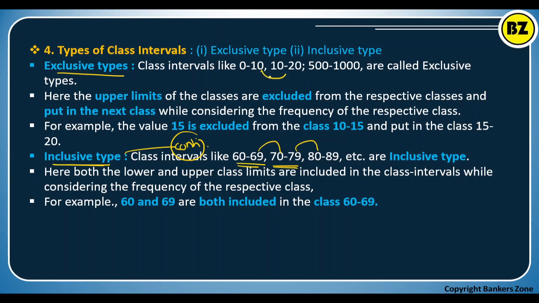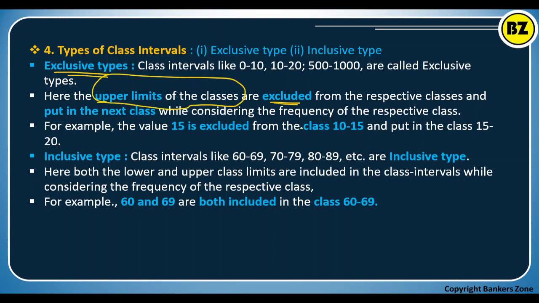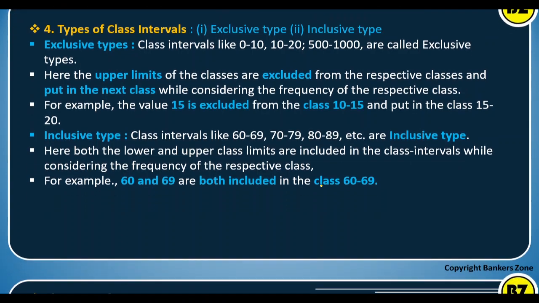Because we are considering it in the next interval. So remember, exclusive stands for exclusion. Here only the upper limit of the class is excluded and considered in the next, whereas in the case of inclusive, both upper and lower are considered in the same class or interval. Okay, so this is all about the types of class intervals.